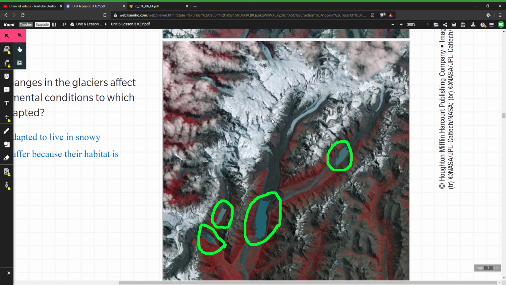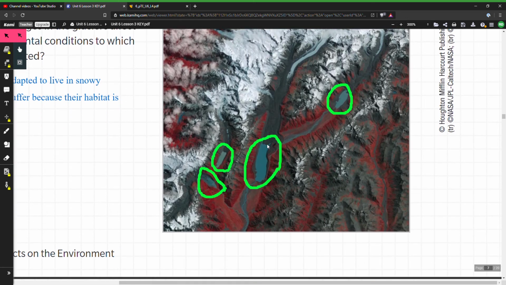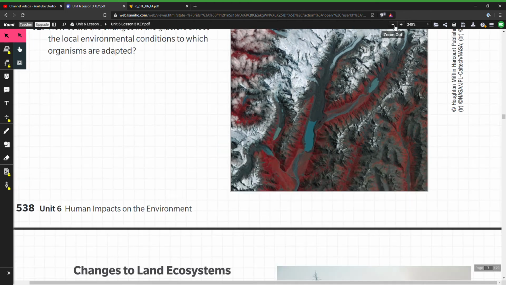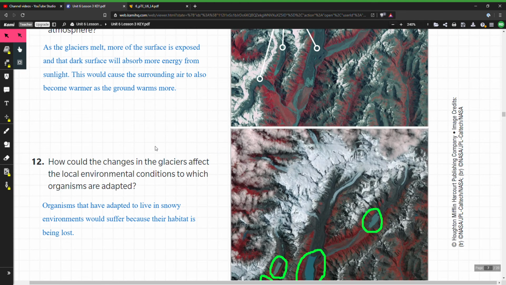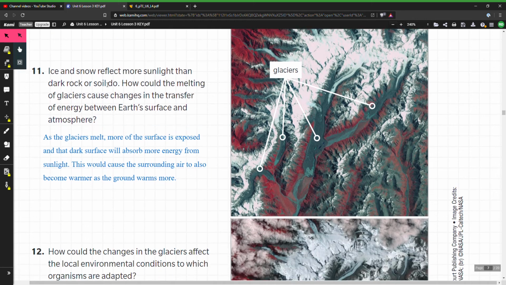So here you can see where it's receded. This gray was once covering all this water. So these glaciers have receded a whole bunch. So ice and snow reflect more.